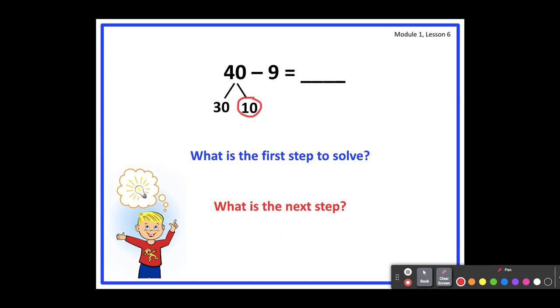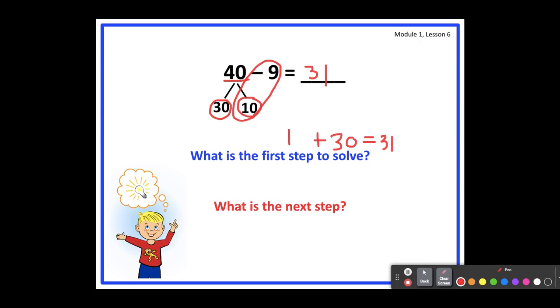So what is the first step to solve? We want to break apart the bigger digit and make one part a 10. That way we'll be able to solve mentally. What is 10 minus 9? We know 10 minus 9 is 1. And then all we have to do is add this other number part, which is 30. 1 plus 30 equals 31.